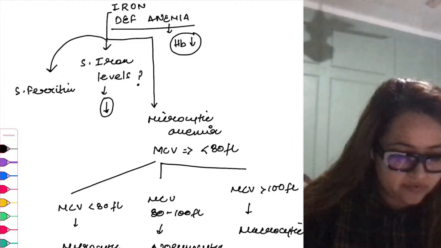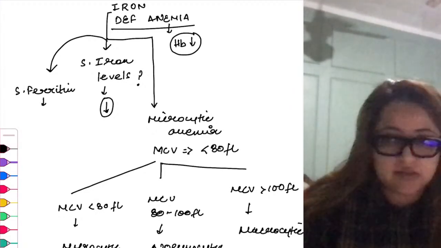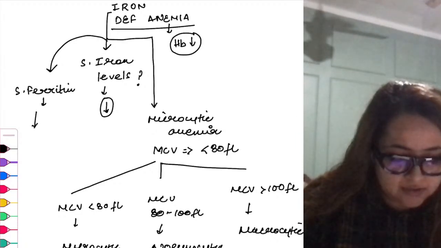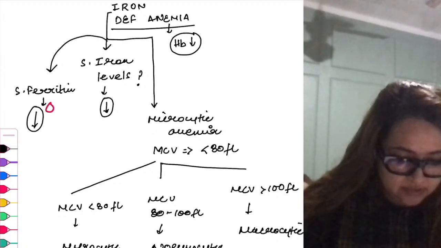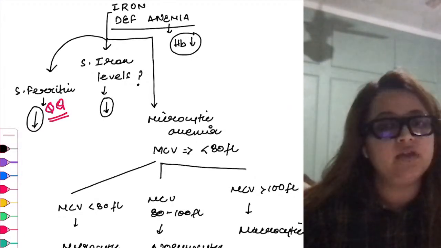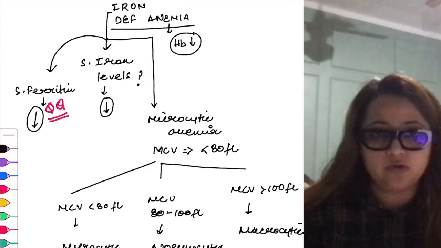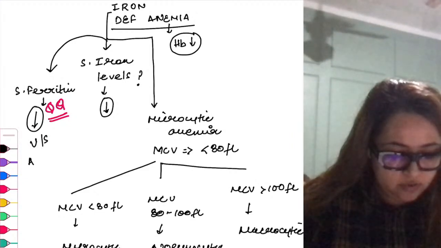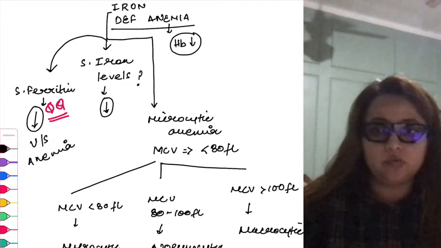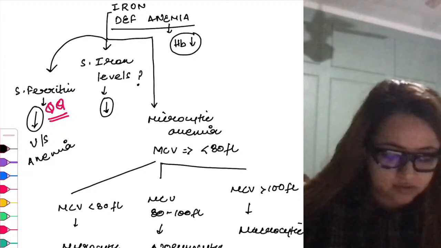So guys, what happens to serum ferritin levels in case of iron deficiency anemia? The answer to this question is that serum ferritin levels are decreased. Time and again it has been asked about serum ferritin, because this is a very important, crucial marker that differentiates iron deficiency anemia from anemia of chronic disease. I have discussed this in the previous lectures, which are available on YouTube. So please go through them. You should know how to differentiate iron deficiency anemia from the anemia of chronic disease.